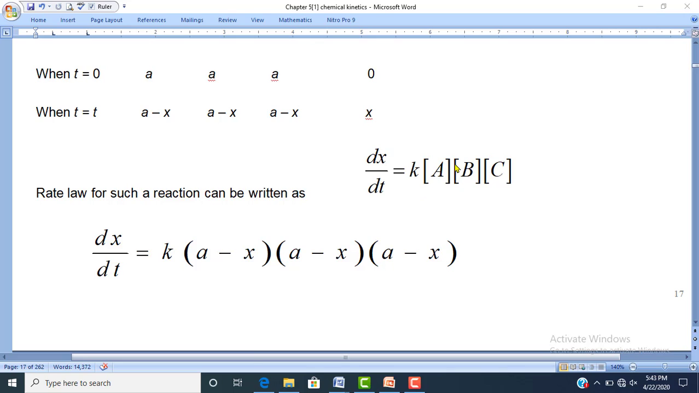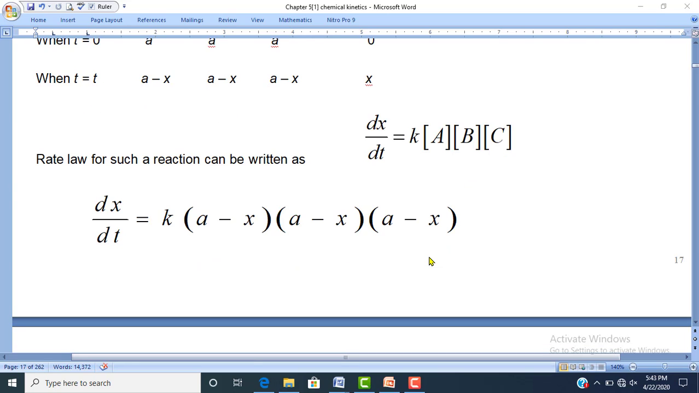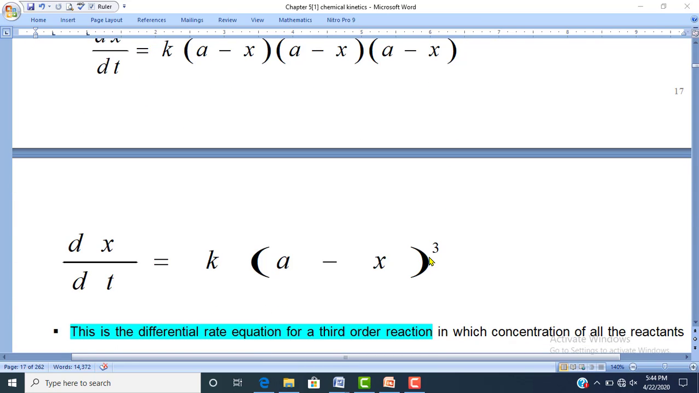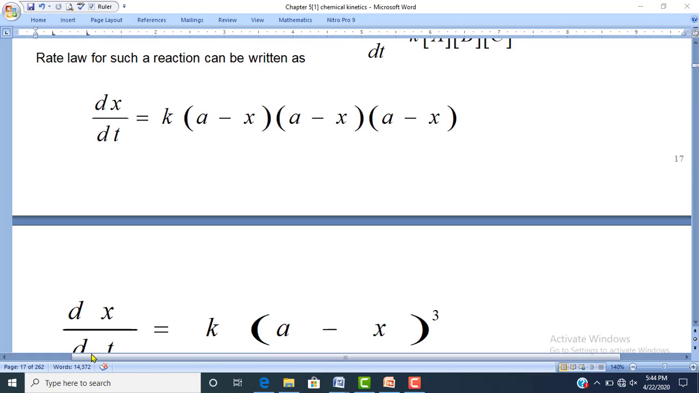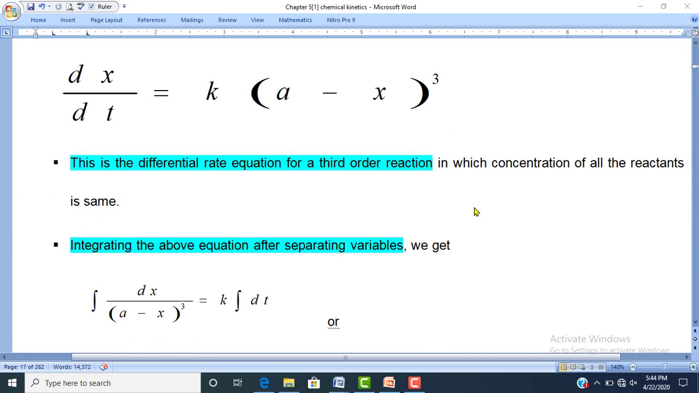So we can write this equation: dx over dt is equal to k into (a minus x) into (a minus x) into (a minus x). When we simplify this equation, we get dx over dt is equal to the rate constant k into (a minus x) cube. Cube, because here the reactants are 3. This is the differential rate equation for a third order reaction.